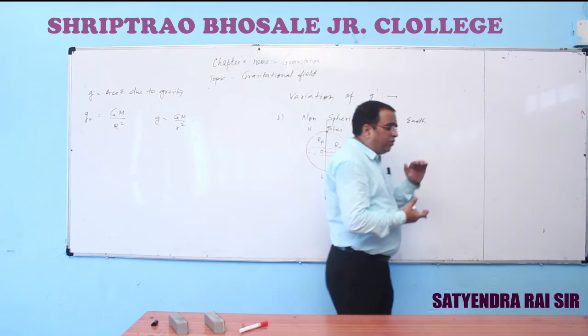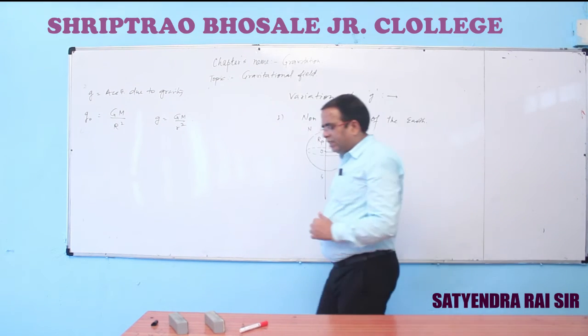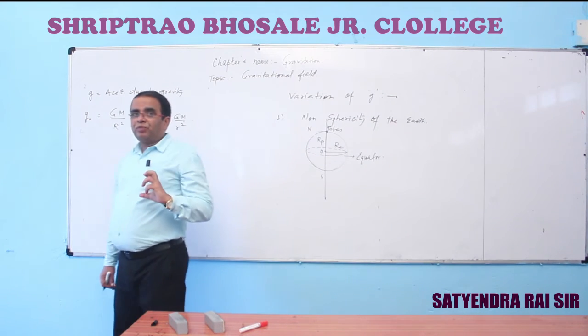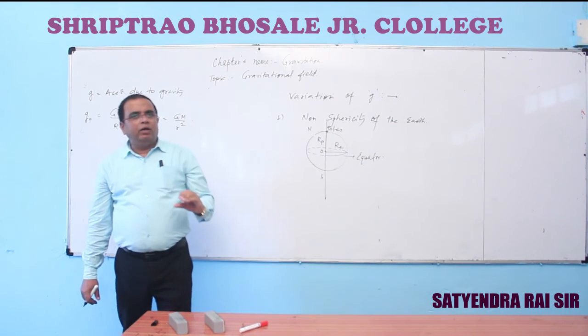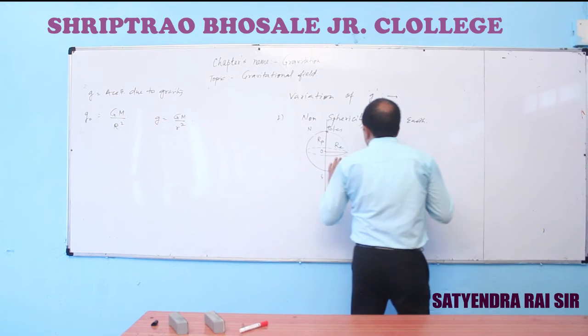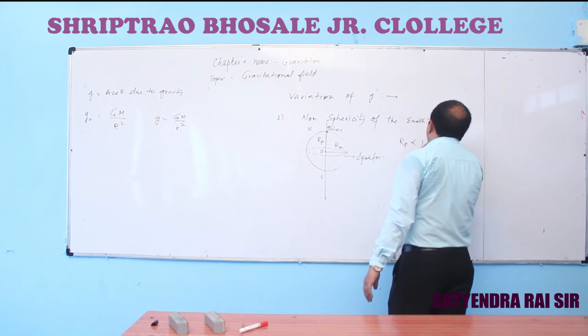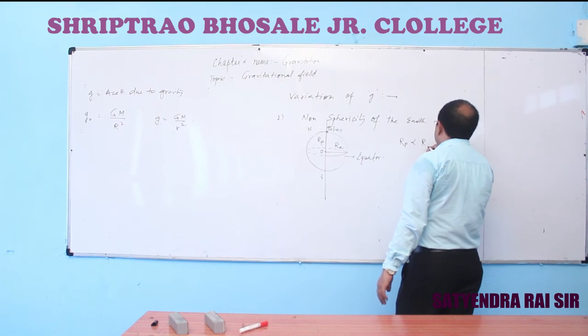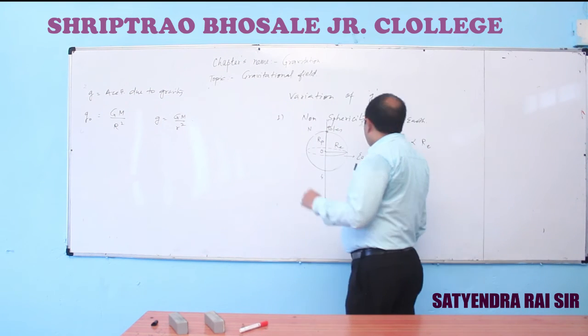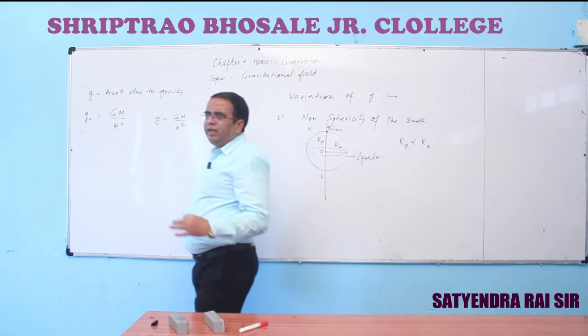Since the Earth is a bit flattened at the poles, as you have learned in lower studies also, it looks like an orange. The poles are a bit depressed. So we can say that R polar is less than R equatorial. R P is less than R E.